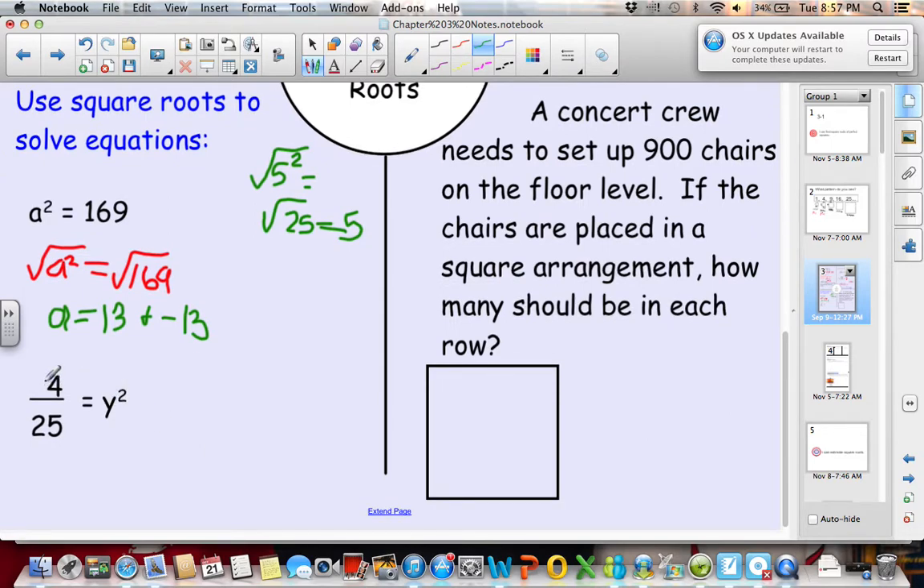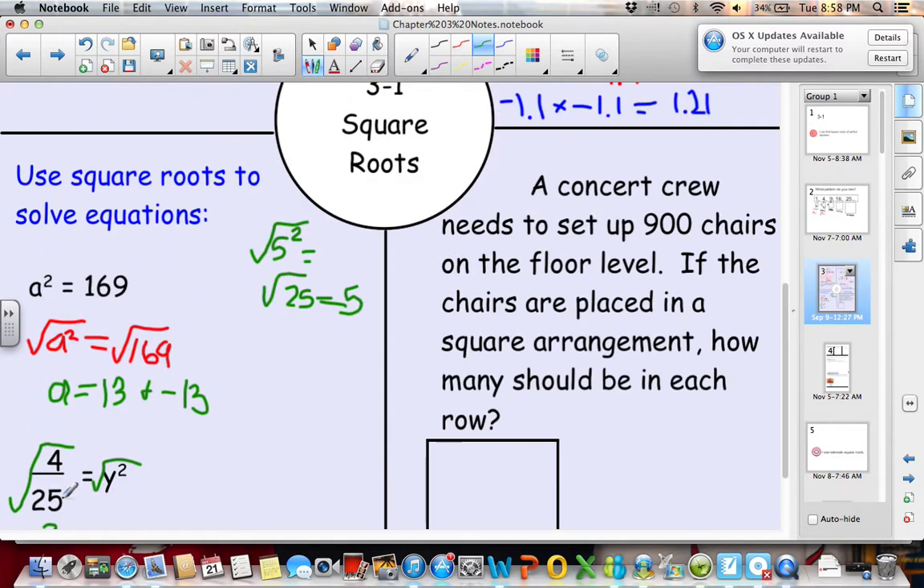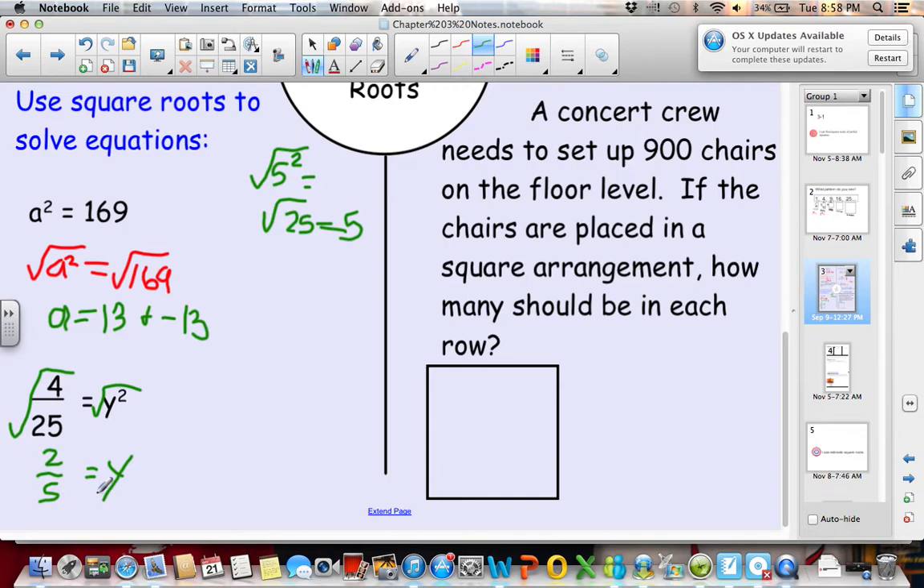Okay, 4/25 equals y squared. Because the y is being squared, I'm going to take the square root on both sides, because again, that's going to cancel everything out. So I'm left with y, and then I take the square root of 4, which is 2, and the square root of 25, which is 5, and that's my answer, 2/5. It's getting rid of the square root there.